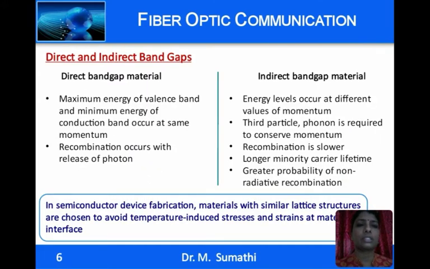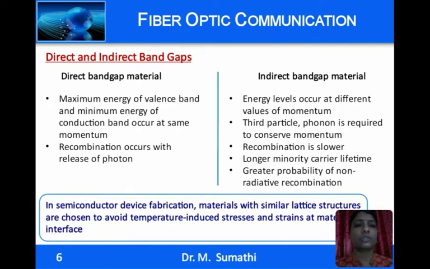So, as was discussed, in a direct bandgap material, the maximum and minimum energy levels are at the same momentum and the recombination occurs with release of a photon. Whereas in indirect bandgap materials, the energy levels occur at different momentum and a phonon is required to conserve momentum. So, this results in slower recombination, longer minority carrier lifetime and greater probability of non-radiative recombination.